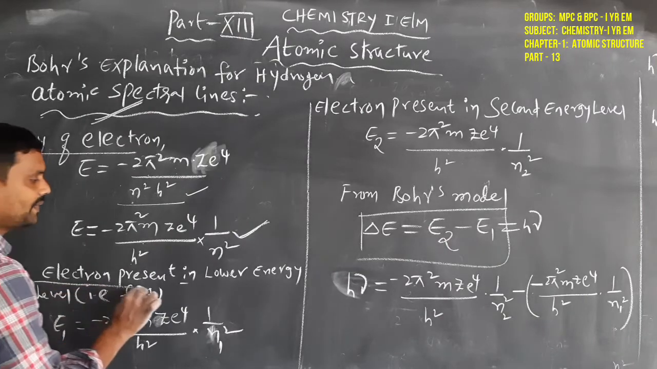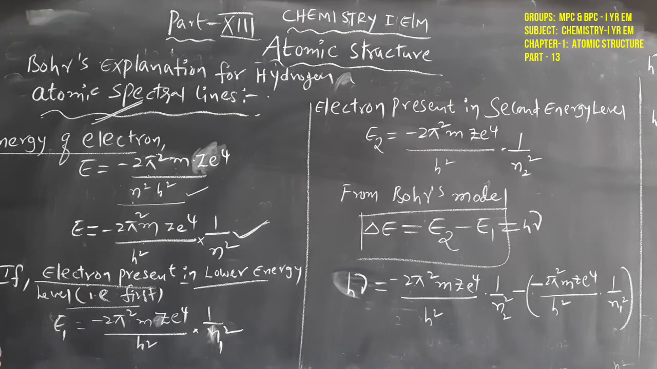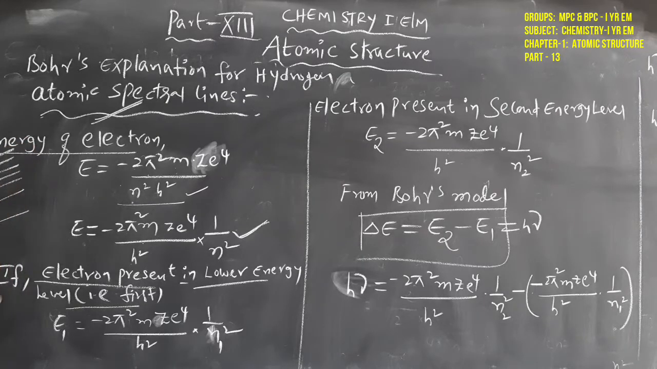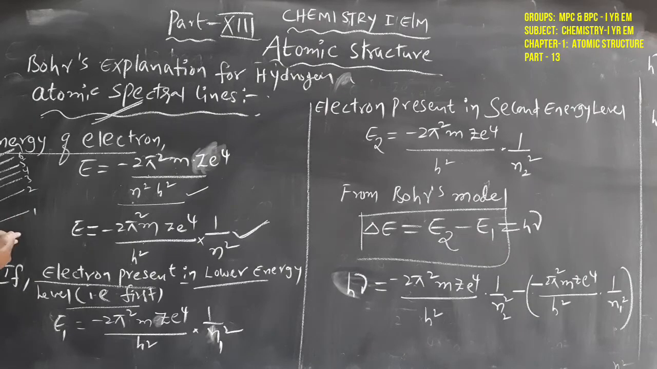If the electron is present in the lower energy level, that is the first energy level. We know the energy levels are 1, 2, 3, 4, 5, 6, 7: the first energy level, second, third, fourth, fifth, sixth, seventh. So lower energy level means the first energy level. There is no zero energy level. Do you understand? Higher energy level means 2, 3, 4, 5, 6, 7 up to infinity. In energy levels there is no zero energy level.